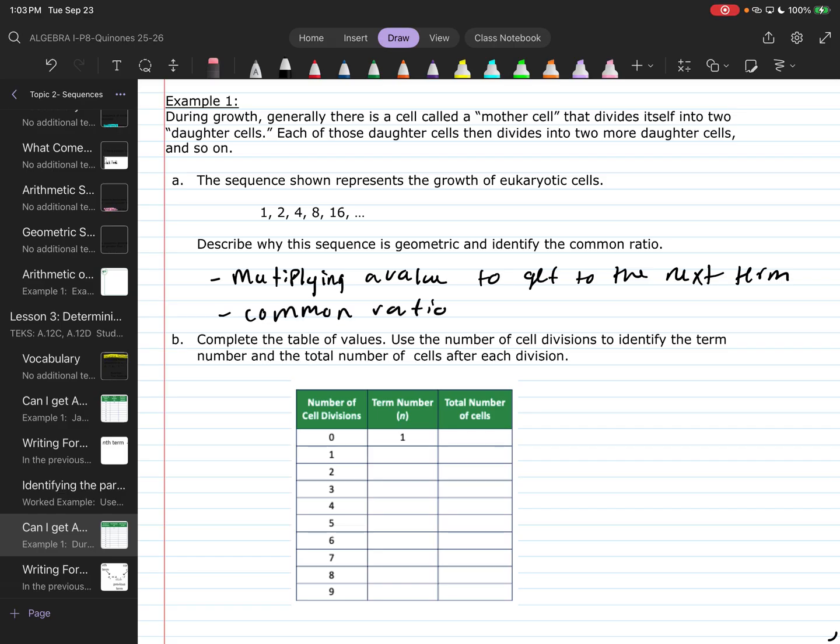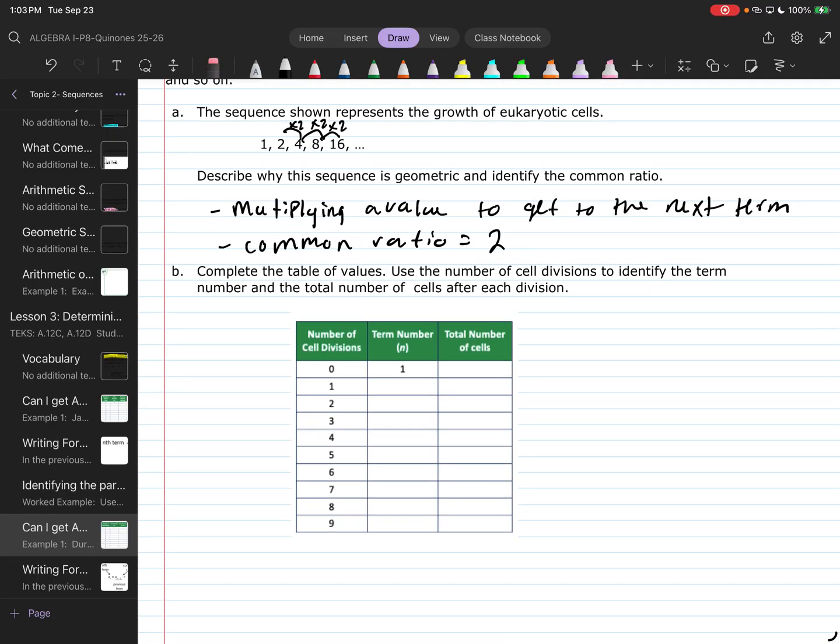And what is the common ratio for this sequence? 2. Right? 1 times 2 is 2. 2 times 2 is 4, 4 times 2 is 8, 8 times 2 is 16, so on and so forth.